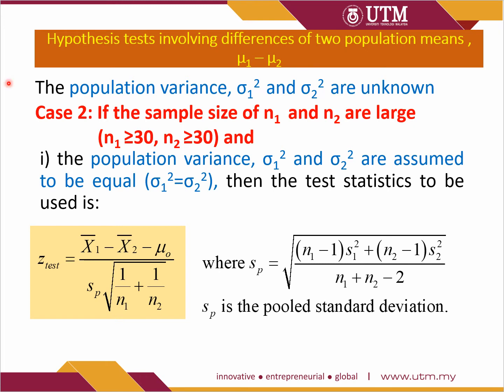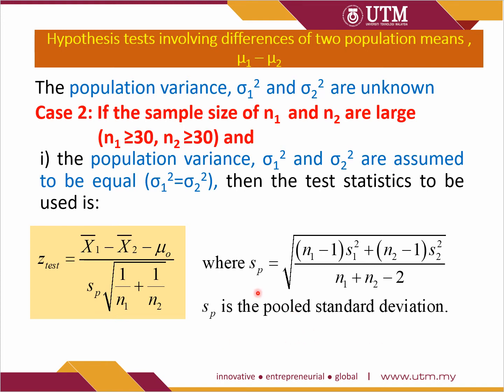Now we move to the next condition, given the population variances are unknown. For case 2, if the sample sizes n1 and n2 are large, given n1 is greater than or equal to 30 and n2 is greater than or equal to 30, and for this condition the population variances are assumed to be equal. So the first population variance is equal to the second population variance. For this condition, the test statistic to be used is Z equals the sample mean from the first population minus the sample mean from the second population minus mu naught, over Sp times the square root of 1 over n1 plus 1 over n2, where Sp is the pooled standard deviation.